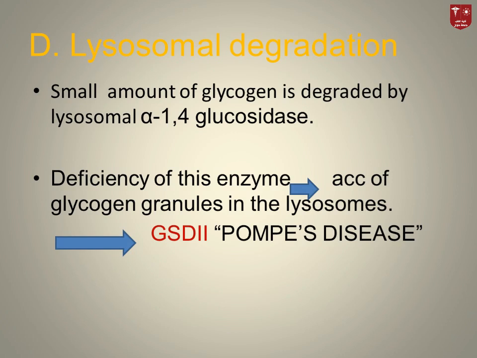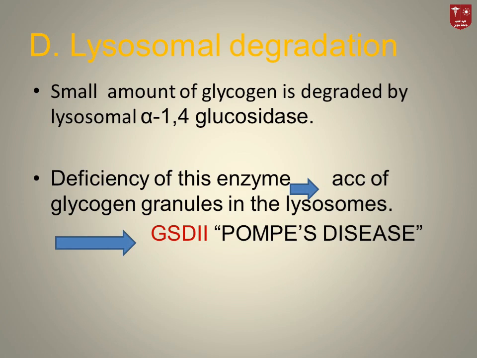Is there another place where we can degrade our glycogen? Yes, we can degrade glycogen inside the cell, in the lysosomes. We have a lysosomal enzyme which degrades glycogen, called lysosomal 1,4-glucosidase. This enzyme is specific for the lysosomes, to degrade a small amount of glycogen. Deficiency of this enzyme leads to accumulation of glycogen granules in the lysosome, which is called glycogen storage disease type 2, or Pompe disease.